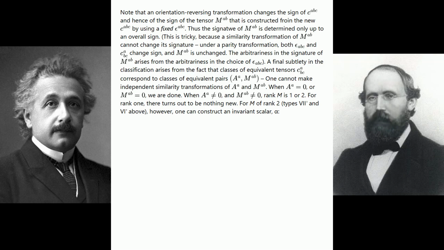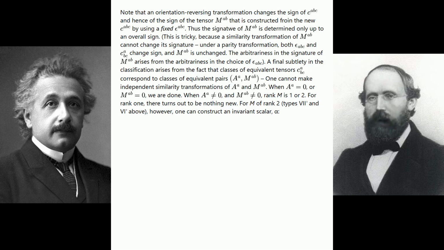A final subtlety in the classification arises from the fact that classes of equivalent tensors C_{BC}^A correspond to classes of equivalent pairs, A^A, M^{AB}. One cannot make independent similarity transformations of A^A and M^{AB}. When A^A equals 0, or M^{AB} equals 0, we are done. When A^A is not equal to 0 and M^{AB} is not equal to 0, rank M is 1 or 2.